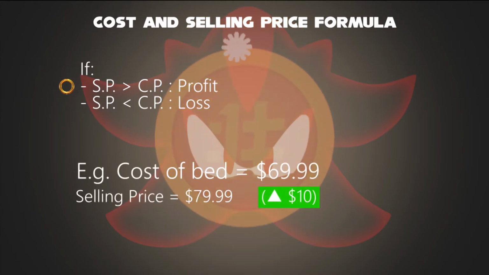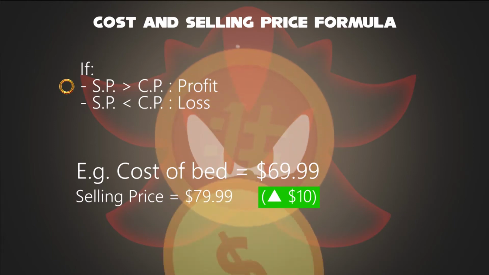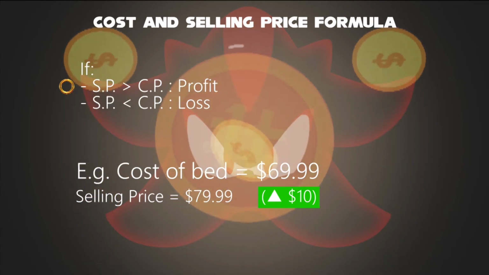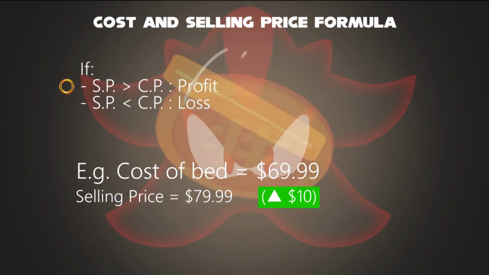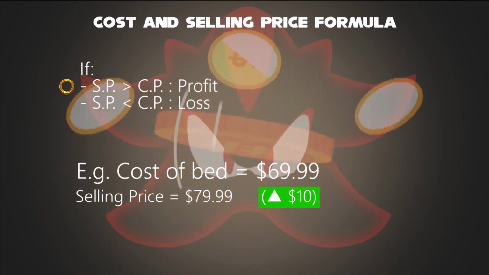For example, the given cost price of a bed is $69.99, and its selling price is $79.99. This is a profit for $10.